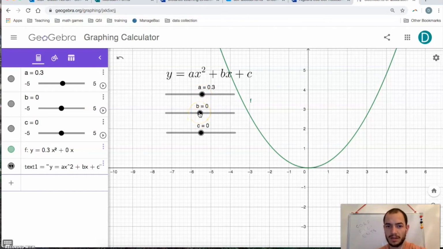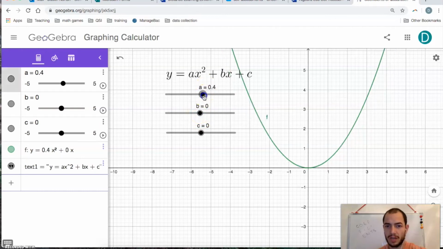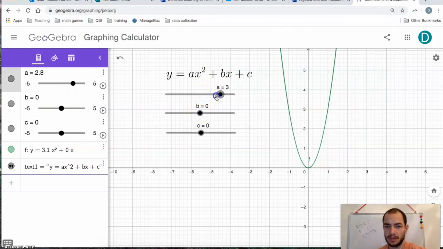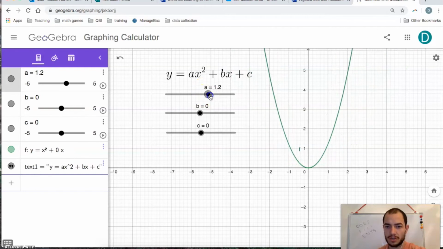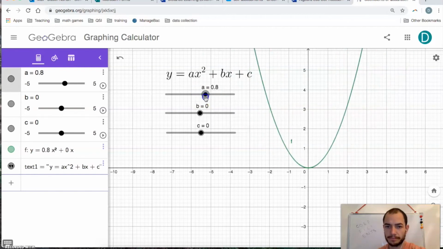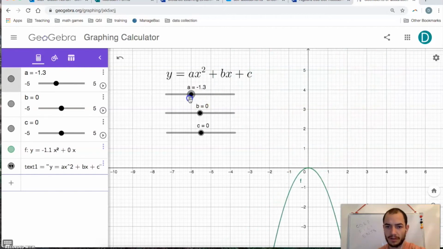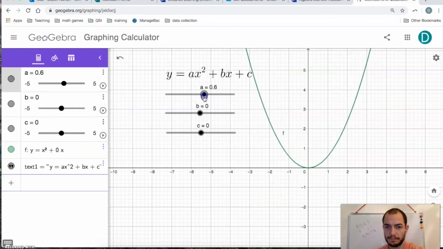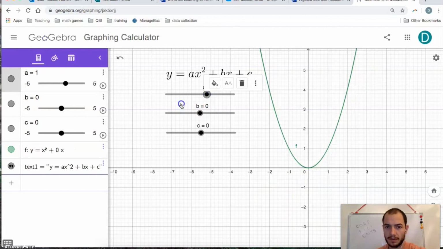And notice that if I change a, it changes the shape of that curve. If you want, you can take a minute. I'm about to change the value of b. If you want to take a minute and think about it, you could make a quick prediction about what might happen if I change b.